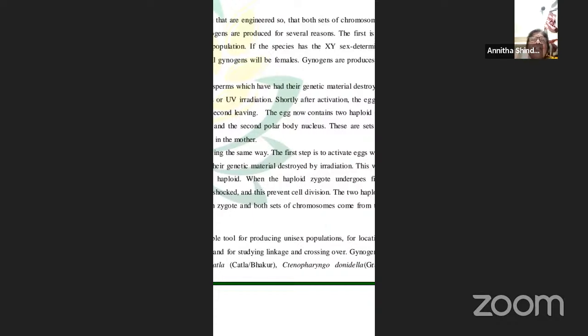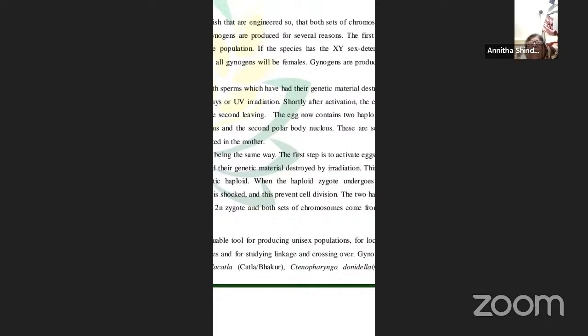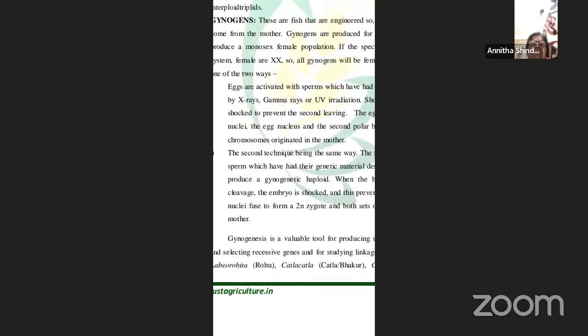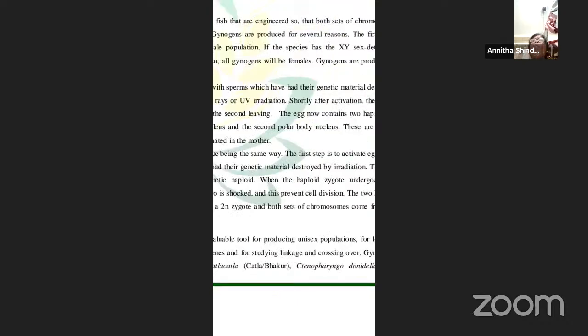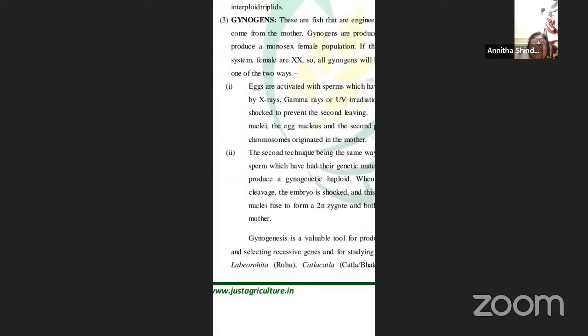So what happens? The two haploid nuclei will be there, no? They will fuse to form a 2N zygote. Both of the sets of chromosomes will be coming from the mother only. So there is no question of the chromosomes coming from the father. Okay. So gynogenesis actually is a valuable tool for producing a unisex population. So you can get only unisex or monosex, meaning only one single population, that is only from the mother. That is, all females are produced.